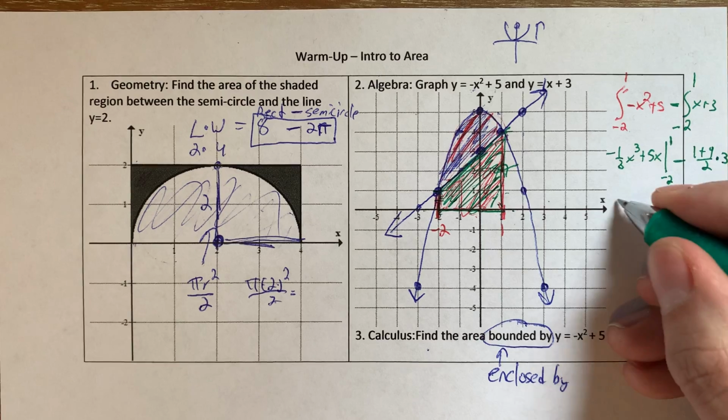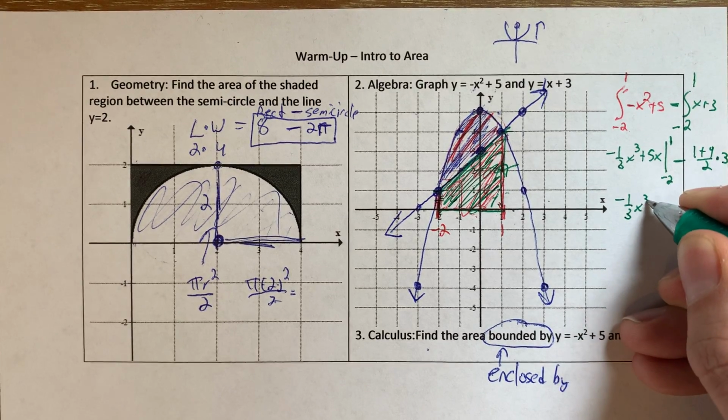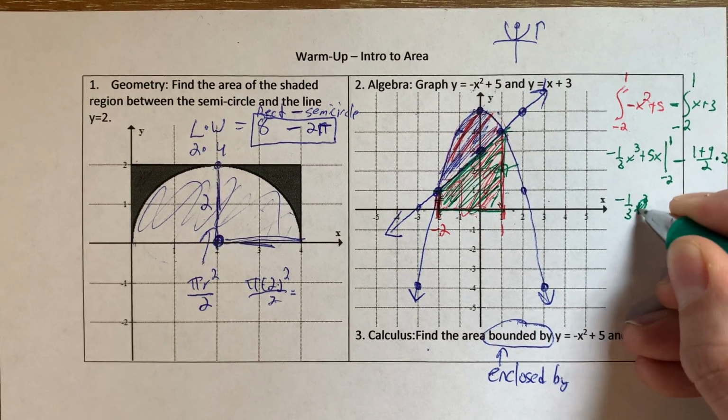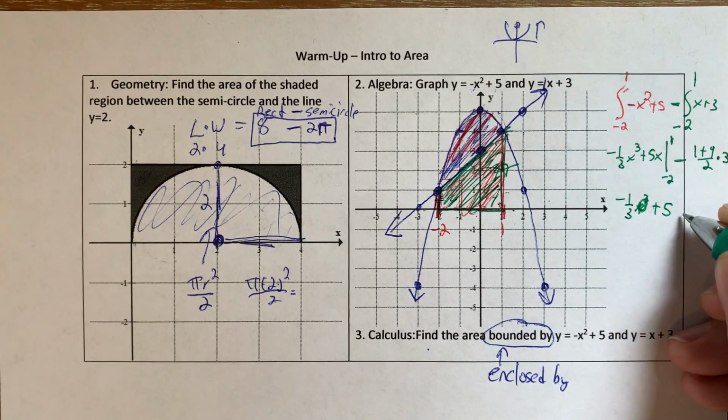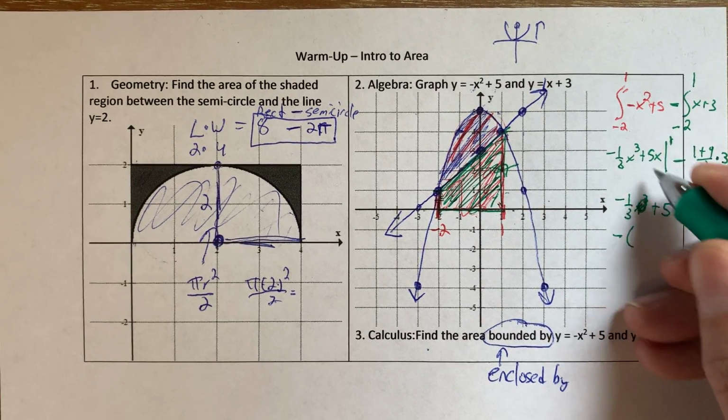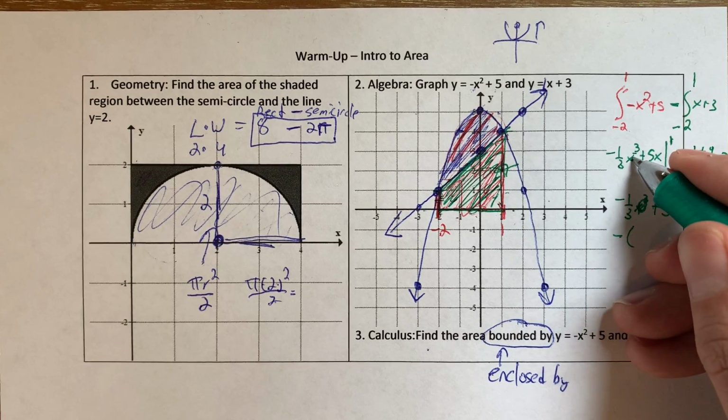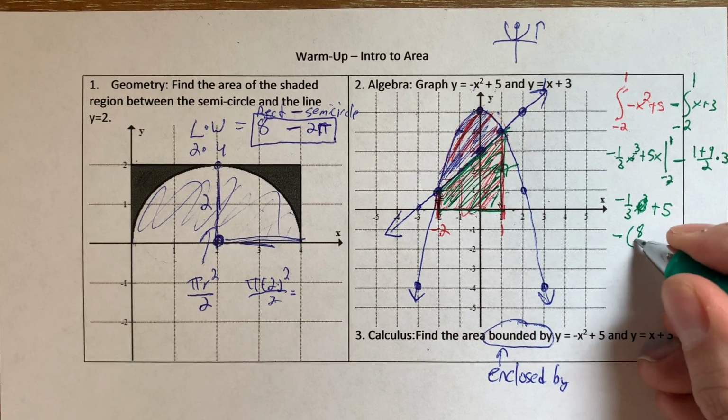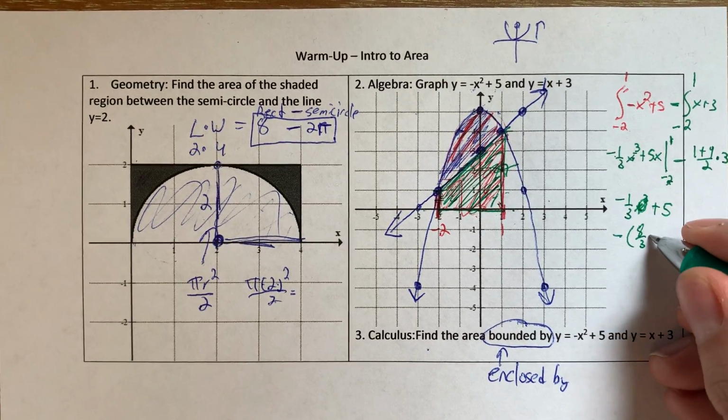Okay, so let's plug this in. Negative 1/3 x. Oh, sorry, negative 1/3. We're just going to plug in 1 plus 5 minus, when we plug in negative 2, we'll get negative 8, which will be positive 8/3. Negative 2 here will be negative 10.